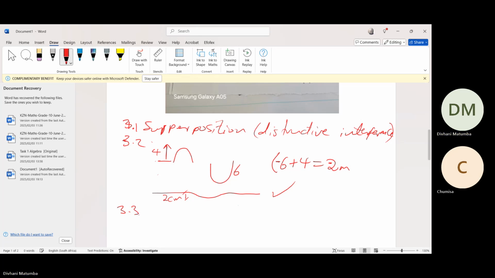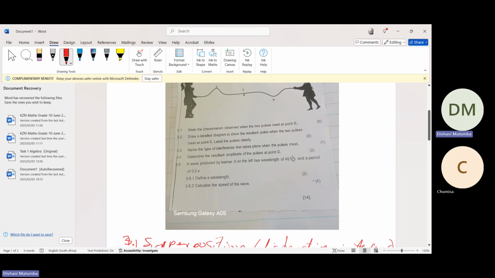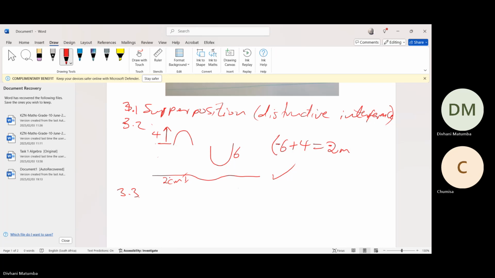3.3. The only time you get a straight line is when the two pulses have the same magnitude. Are we on the same page? Yes, sir. All right. Name the type of interference that takes place when the pulses meet. Destructive interference. You've already said it. Okay.